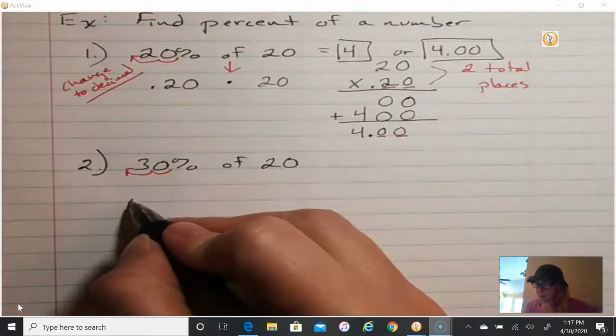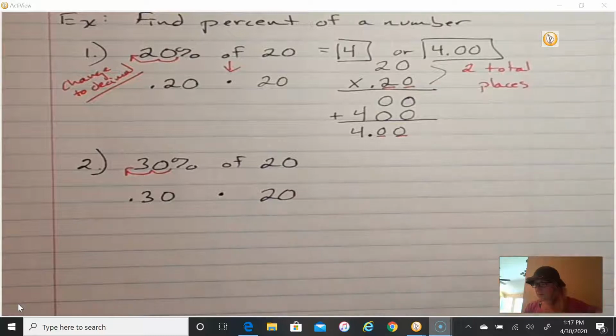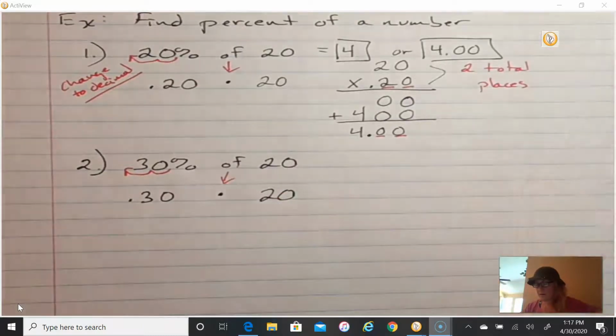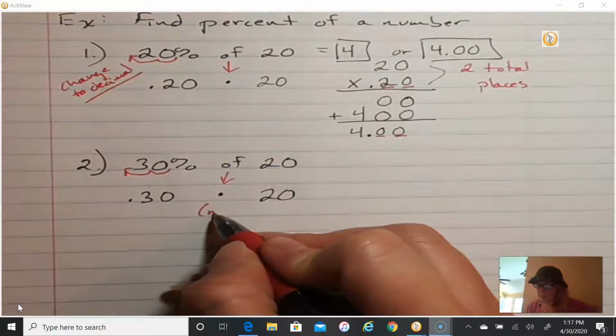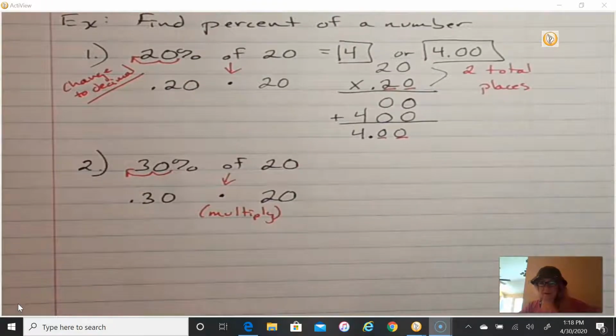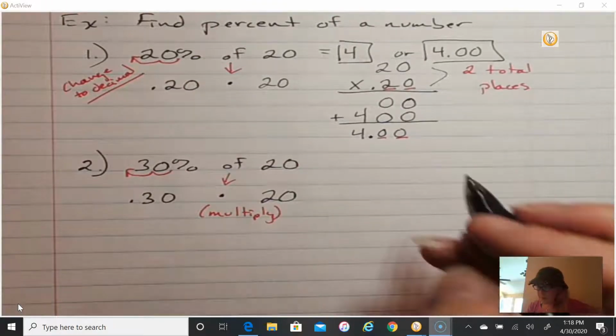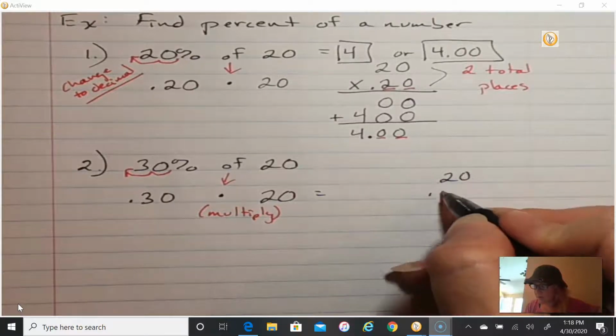So then this becomes 0.30. "Of" means times 20. That means multiplication. The dot means multiplied. I need to get y'all used to that because of algebra. All right, so then we multiply. So 20 times 0.30.